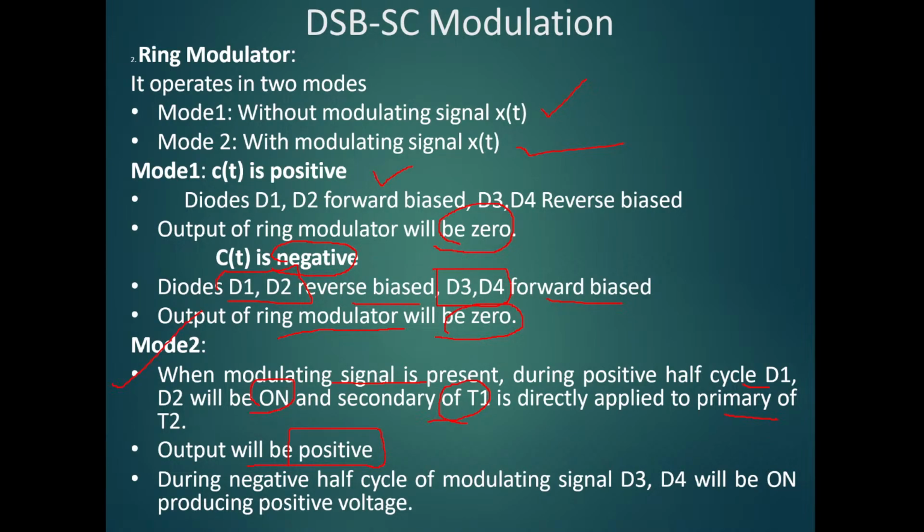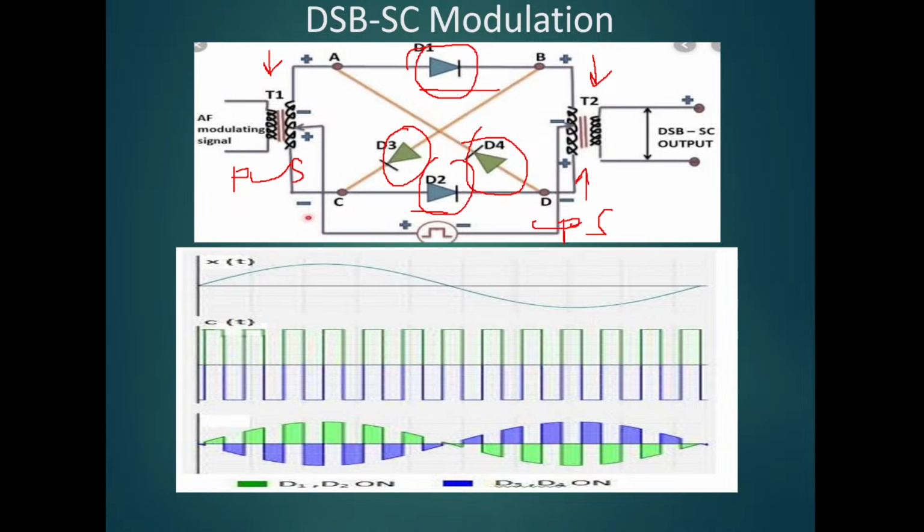And during the negative half cycle, D3 and D4 will be on, and it would produce a positive voltage. Right? So this is the block diagram. You can see in the very first cycle, this green color is nothing but D1 and D2 being on, and the blue color over here is nothing but D3 and D4 being on. This is our original signal, and this is our carrier signal.